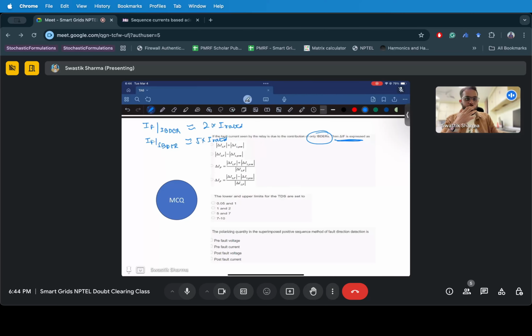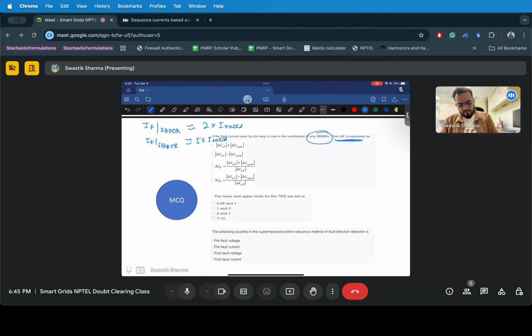So to be able to map this magnitude appropriately, because we are doing vector addition, what we do is we create an impact factor. In this impact factor we increase this current and decrease the contribution from SBDR so that both of them are on equal footing.